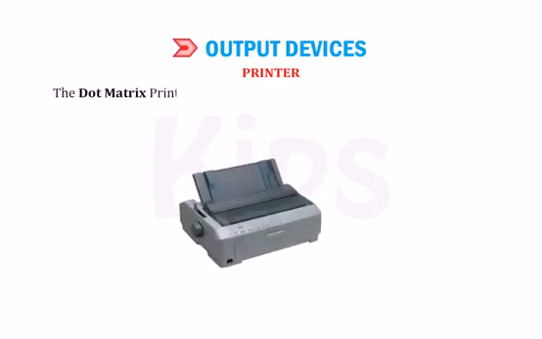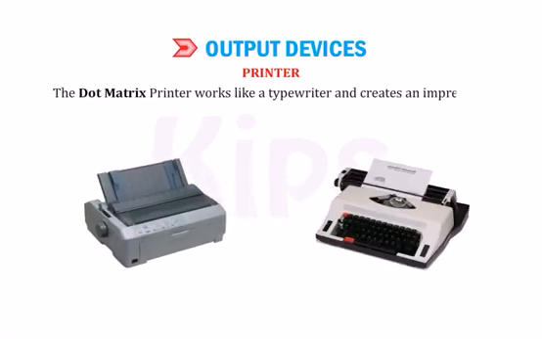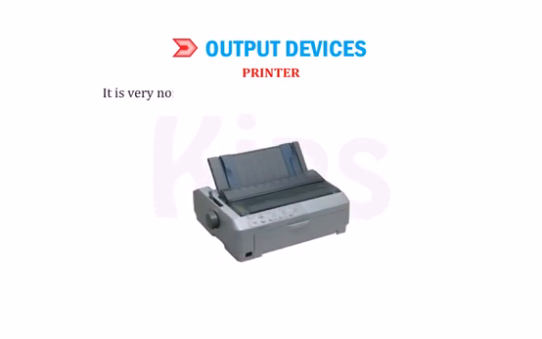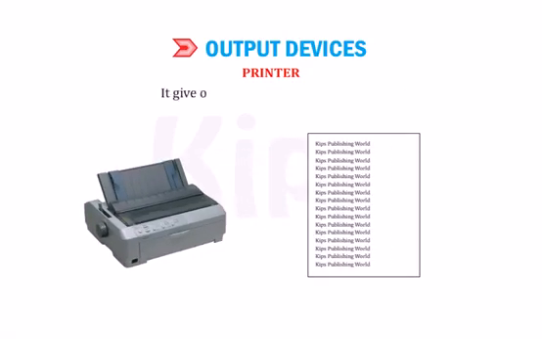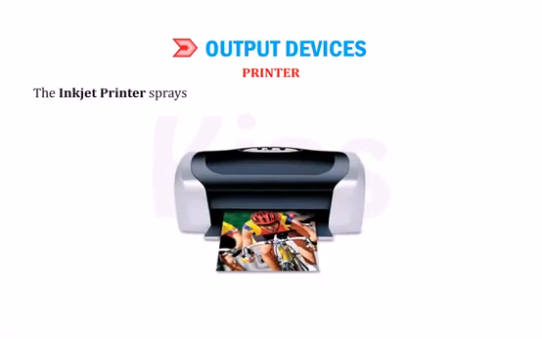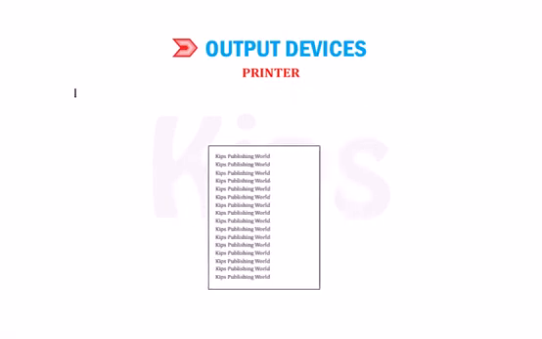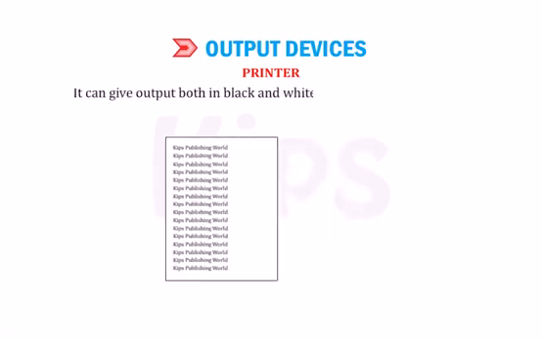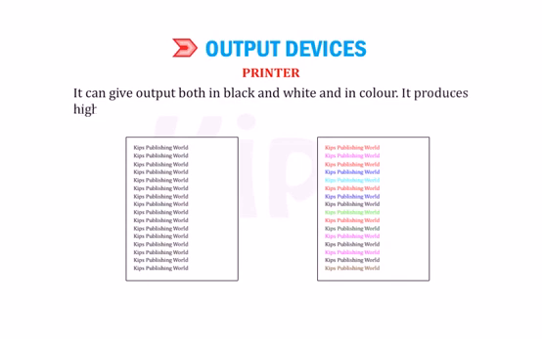The dot matrix printer works like a typewriter and creates an impression by striking its printing head on the paper. It is very noisy and does not produce high quality output. It gives output only in black and white. The inkjet printer sprays droplets of ink on paper to form the text and graphics. It is ideal for routine business work and personal documents. It can give output both in black and white and in color. It produces high-quality prints when used with special paper.